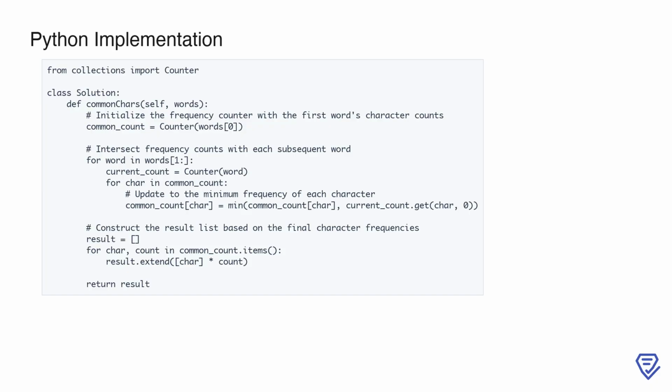The use of counters simplifies frequency calculations, and the algorithm handles edge cases like empty strings or characters not appearing in all strings. The overall time complexity is approximately O(n * m), where n is the number of strings and m is the average length of a string.